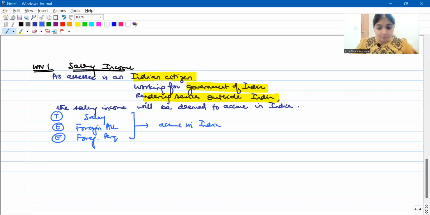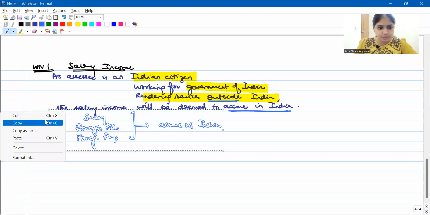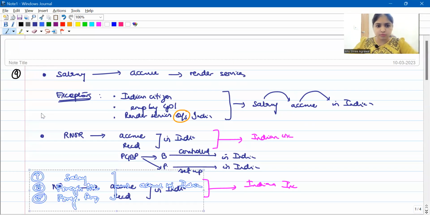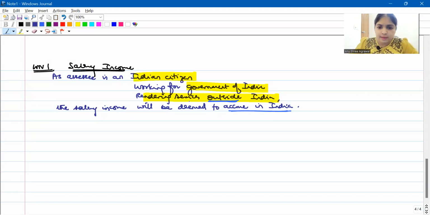Yes. If all these conditions are fulfilled, then no doubt all the three will accrue in India. Even though services are being rendered outside India, it will still accrue in India. But salary will be taxable and foreign allowances and foreign perquisites will be exempt. Okay. So this was just for your knowledge. What I'll do is I'll put this over here so that if you're revising later, you can take help of this. Coming back to the first working note. Therefore, it is an Indian income, taxable for all assessees.